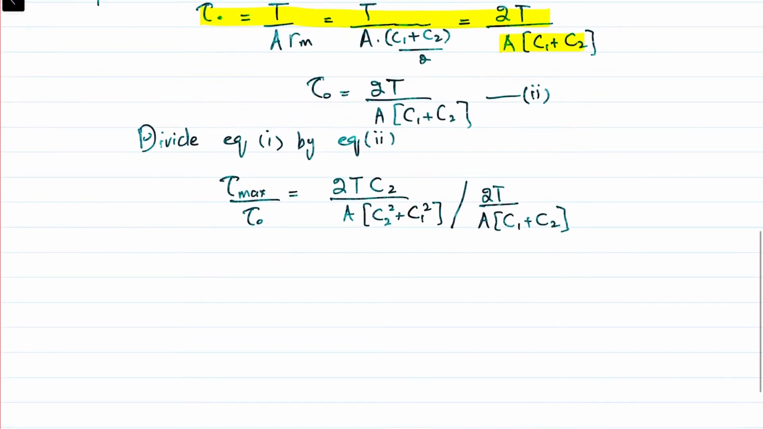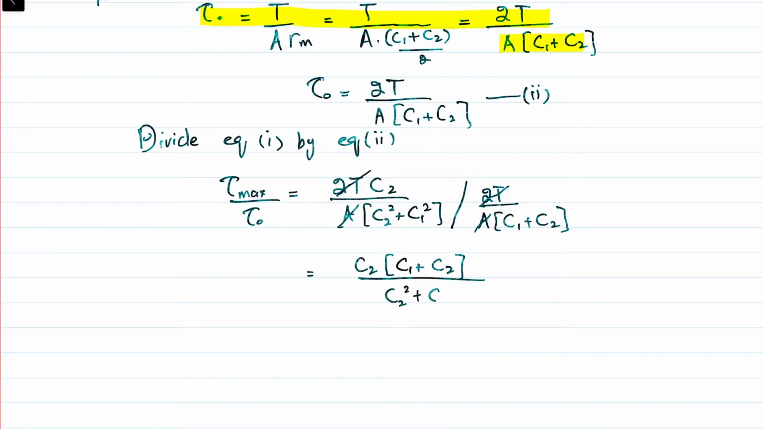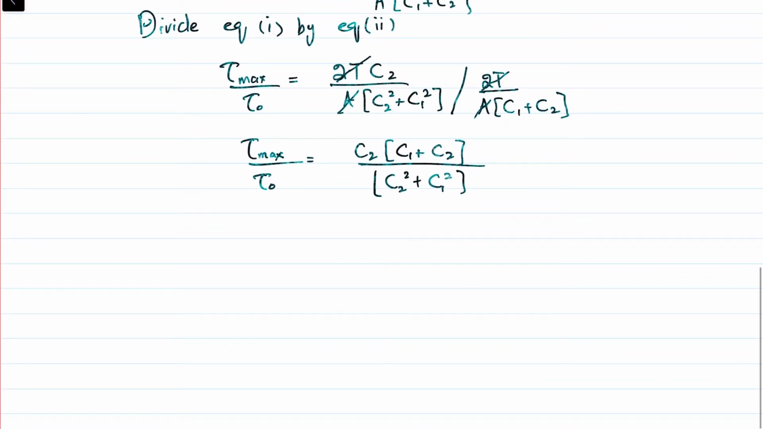So again you can see that this 2T and this 2T will cancel, and this A will cancel with this A. So we will be left with C2 into (C1 plus C2) divided by (C2 square plus C1 square), and that is equal to τmax over τ₀.